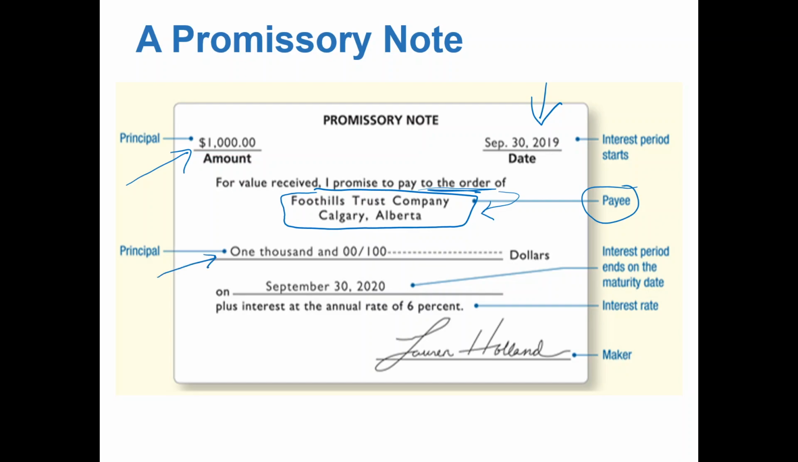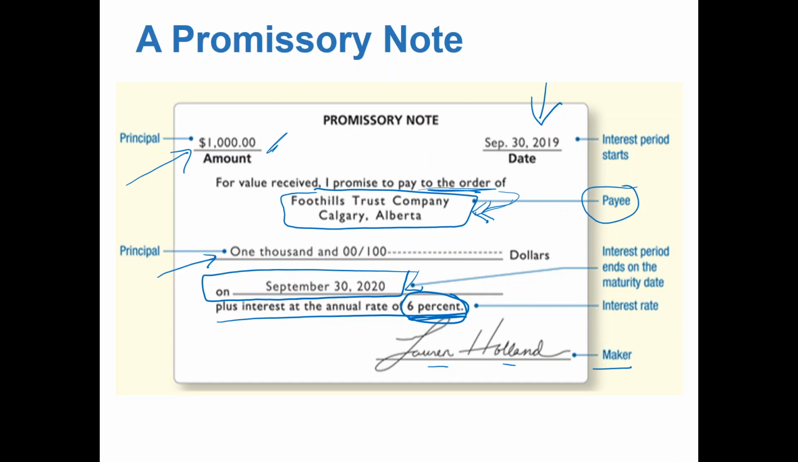Again, just now in writing, we have the principal amount. This is the due date that is shown here. And then it also includes the interest amount that would be charged. And it's signed by the maker. So this is the person who's making the note and making the promise to pay. So Lauren Holland, it looks like, has said, I promise to pay $1,000 to Foothills Trust Company, and I will pay them on September 30th, including interest at 6%.